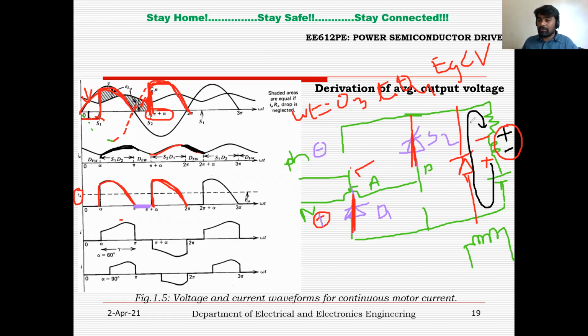But the output voltage equals 0 because the load between terminals X and Y, where the output voltage is taken, is short circuited by the diode. So you'll get 0 output voltage, right?